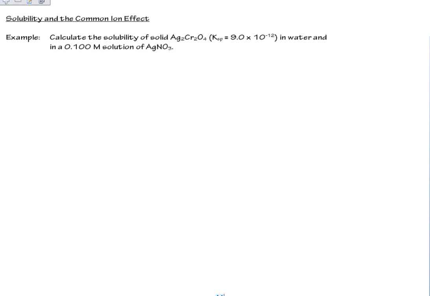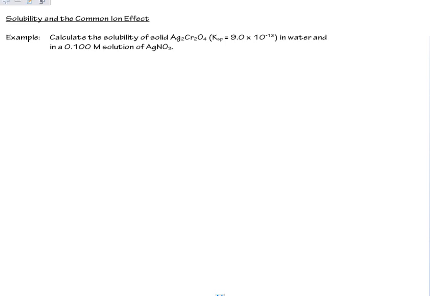Let's look at something called the common ion effect. I love the common ion effect. We want to calculate the solubility of silver dichromate in water and also in a solution of silver nitrate. Sounds like a blast. Let's do the solubility in water first.